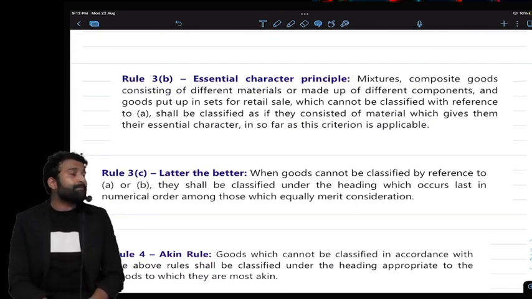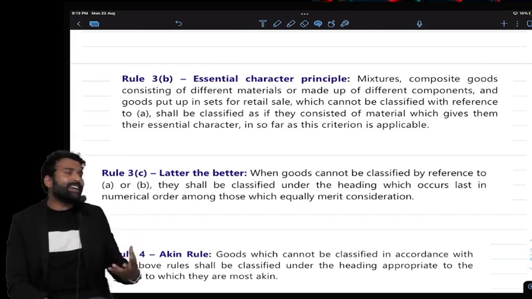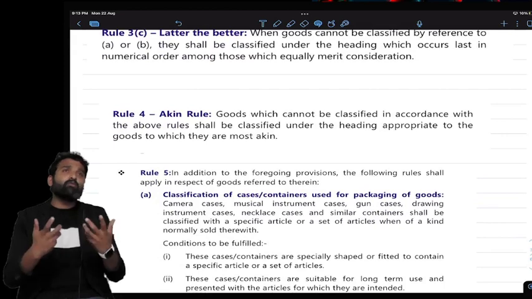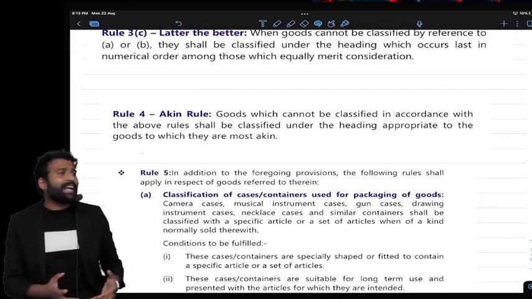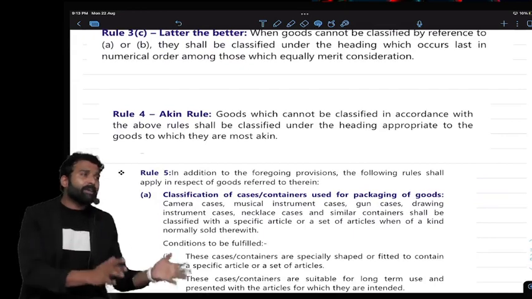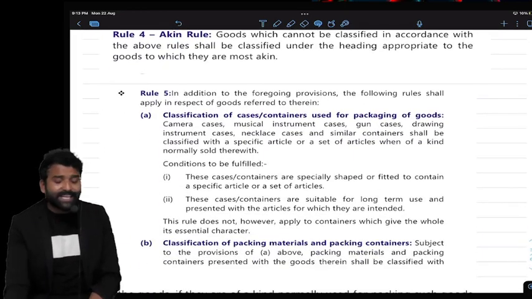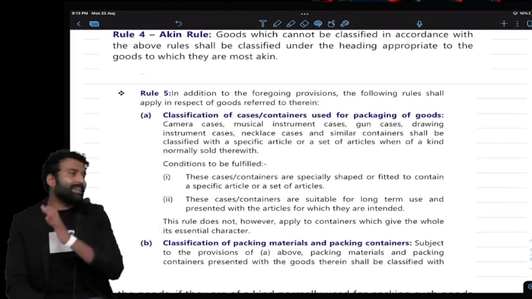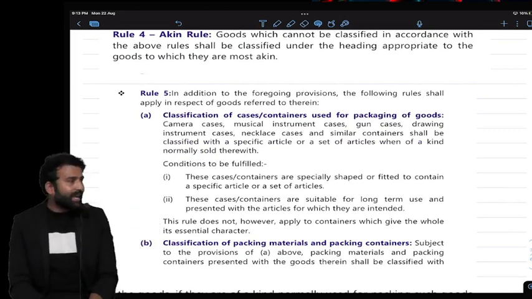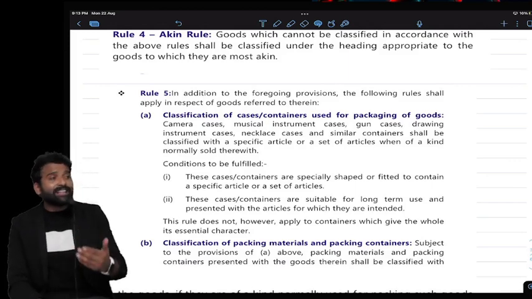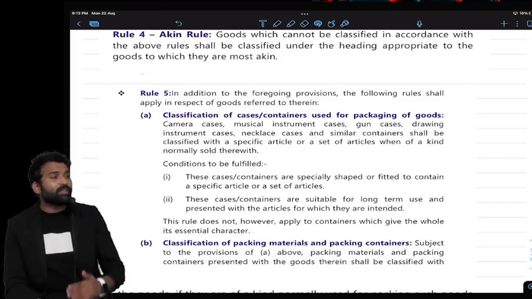रूल 3 का सी पार्ट बोलता है अगर फिर भी एम्बिग्विटी क्लियर नहीं हो रही है तो लेटर द बेटर पे जाइए. रूल 4 बोलता है अगर वो कमोडिटी जो आप ढूंढ रहे हो वो मेरे टैरिफ में है ही नहीं तो गो फॉर द सिमिलर कमोडिटी. एंड अगर मैं कमोडिटी के साथ पैकिंग इंपोर्ट कर रहा हूं तो पैकिंग के ऊपर भी कमोडिटी का रेट लगना चाहिए, बट ये रूल नहीं लगेगा अगर पैकिंग ही एसेंशियल कैरेक्टर दे रही है. These are the rules of classification and this is about the customs tariff, this is about the HSN tariff.